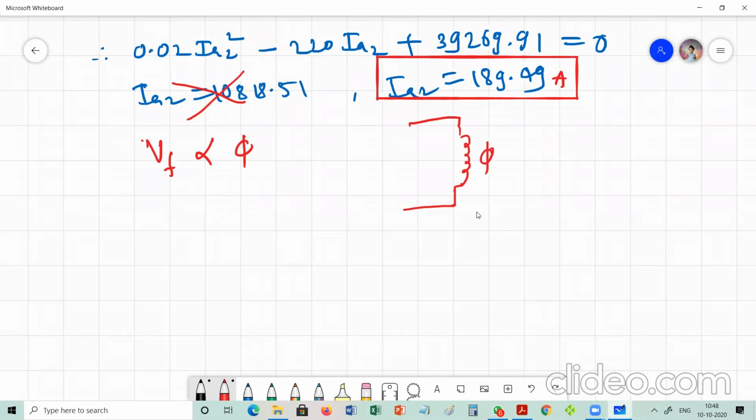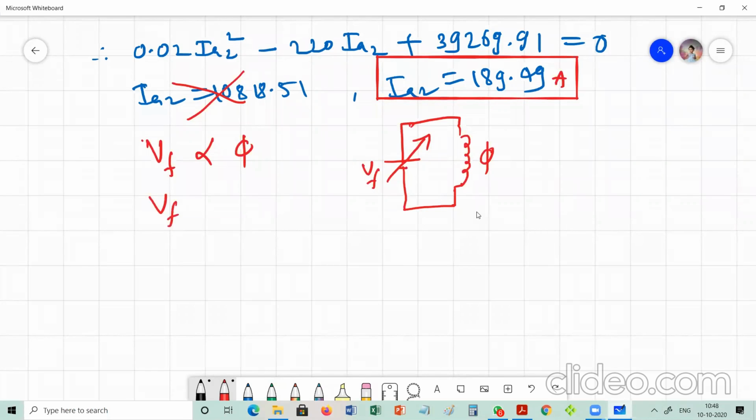To change the value of phi, we require a variable field voltage Vf. That means to change the flux phi we have to change the field voltage Vf. So we can write it like this.